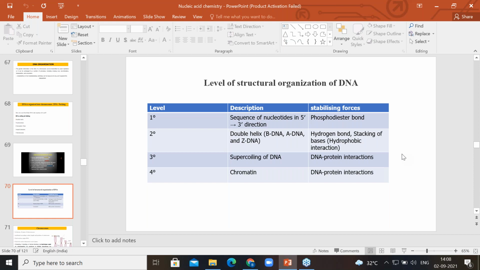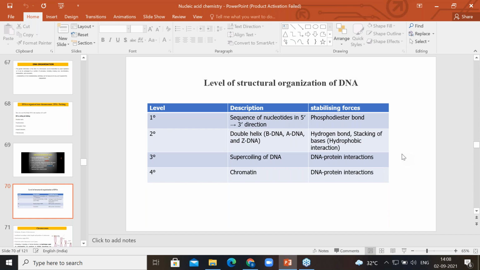This is a strain to the molecule. It is ATP utilizing molecule, and it gives strain to the molecule. Okay, so this is taken care of by the DNA and protein interactions. And finally, the quaternary structure is maintained by the chromatin.